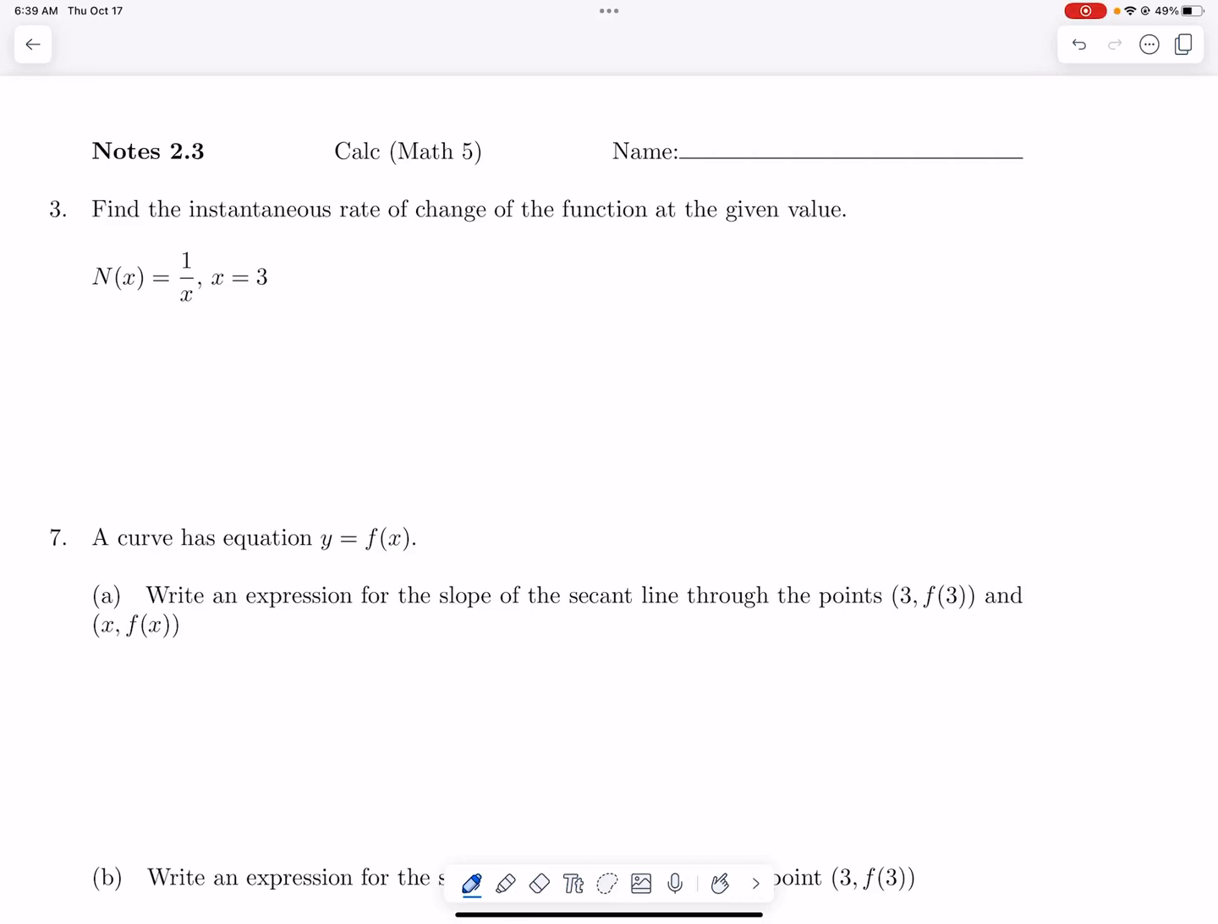Okay, let's try this. Instantaneous rate of change is derivative. And let's just write down what this means until we get the fast rules.